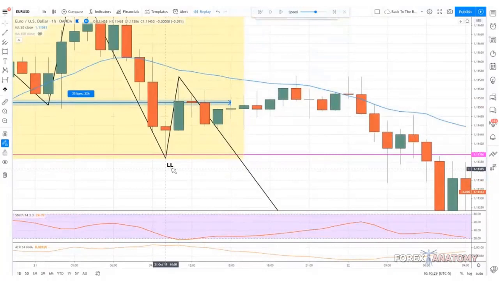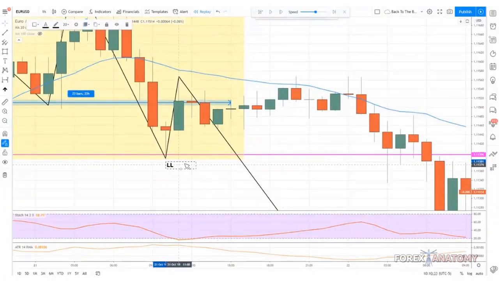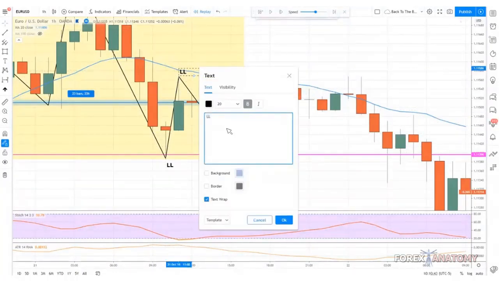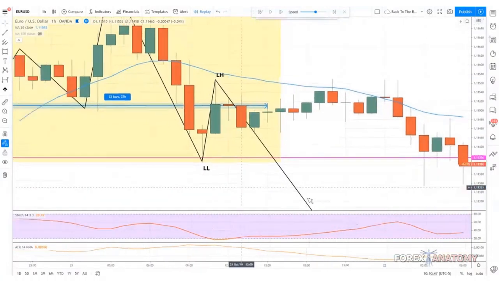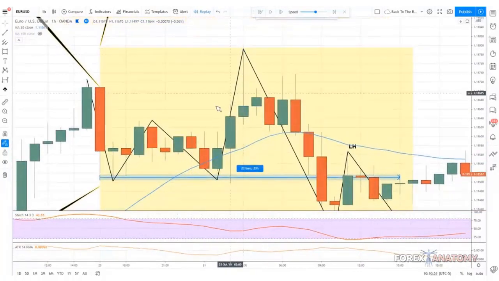Let me take this and move this over here, and let me clone this. And right here we saw a lower high. Why? Because this high right here is lower than this high. That's what makes it a lower high.